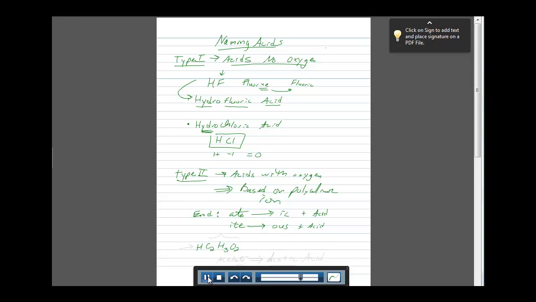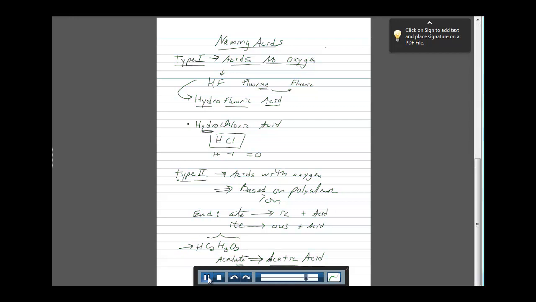For example, if I give you the formula of C2H3O2, we know it's an acid because it's got an H in front. So we look up what C2H3O2 is. C2H3O2 is known as acetate. So what we're going to do is we're going to change that ending of -ate to -ic. And we're going to add the ending of acid. So this then becomes acetic acid.